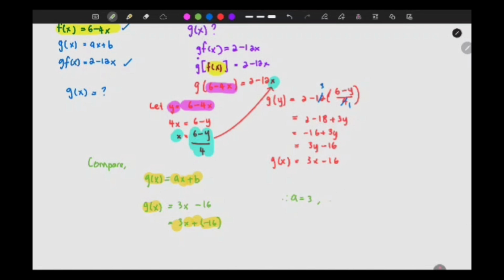This is one of the ways that you can do it. There's another way also. Yeah, there is another way.